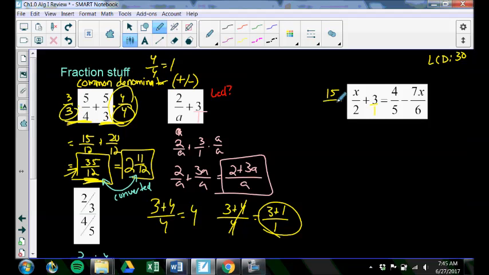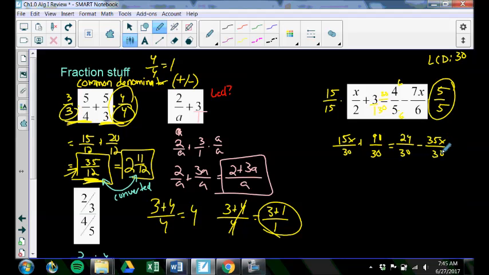Multiply this by 15 over 15. Multiply this by 30 over 30. You can probably barely read that. Multiply this by 6 over 6. And multiply this by 5 over 5. I multiplied each individual piece by the number 1, but those 1s are all kind of sneaky to get me what I wanted. Now I have 15x over 30 plus 90 over 30 equals 24 over 30 minus 35x over 30.